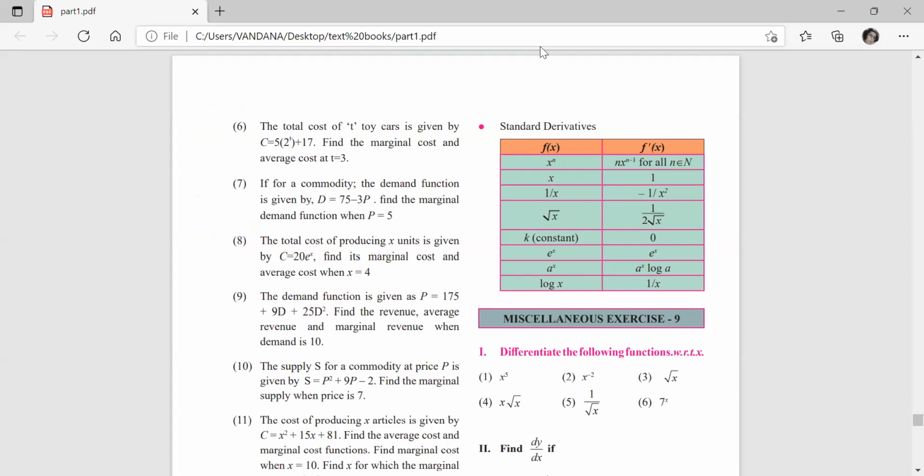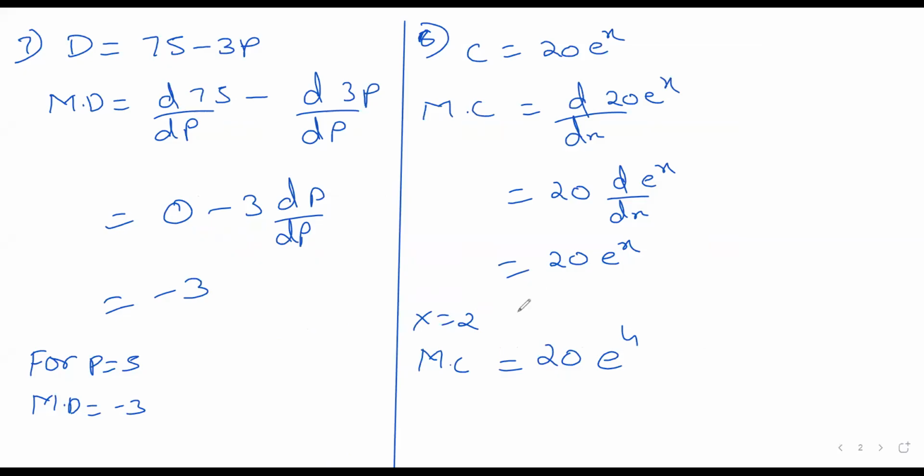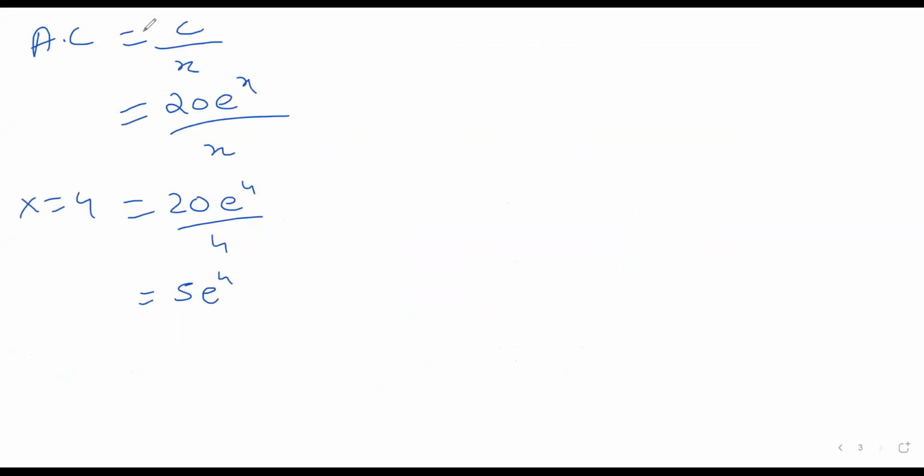Okay, so marginal demand we have calculated as 20 e raised to 4. Average cost is nothing but total cost upon x, that is 20 e raised to x upon x. At x is equals to 4, average cost is 20 e raised to 4 upon 4, that is 5 e raised to 4. Question number 8 is done. Now question number 9.